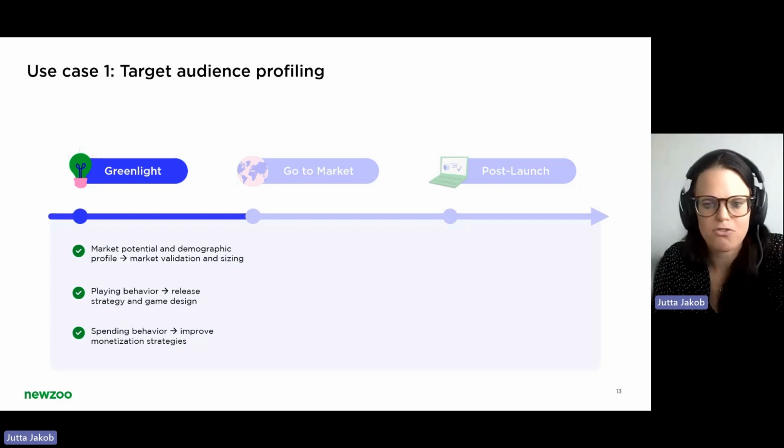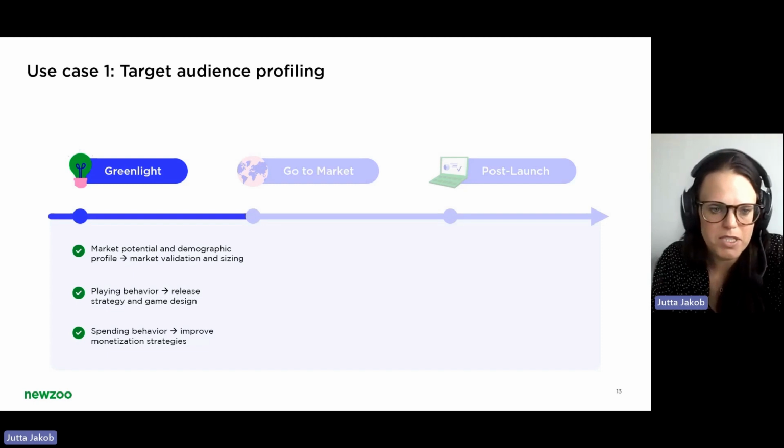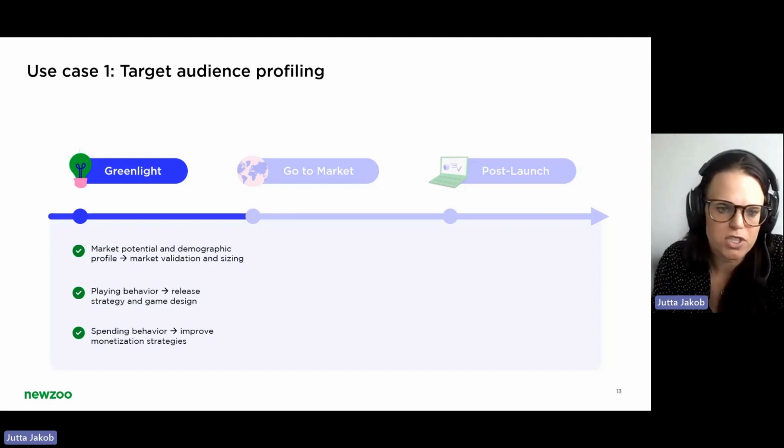This really helps us to inform our platform release strategies and decisions around gameplay elements. And we've also learned more about our core target audience spending behavior, which to some extent will feed into our monetization strategies. Again, just to highlight for the purpose of this webinar, we only focused on a small range of metrics, but there are a wide range of metrics that we could have looked at to paint the full picture of our core target group.